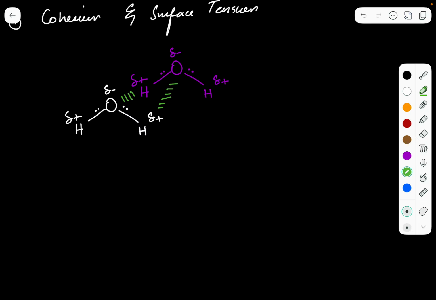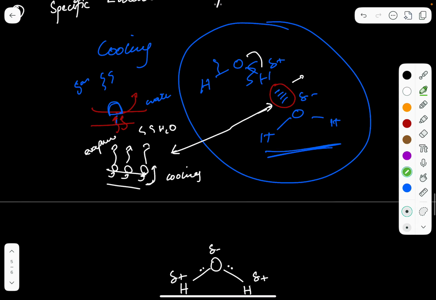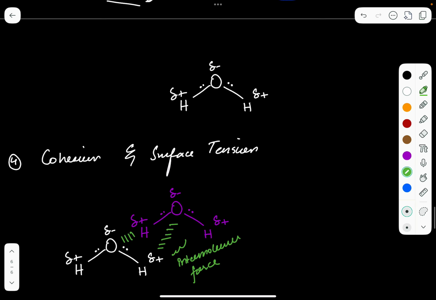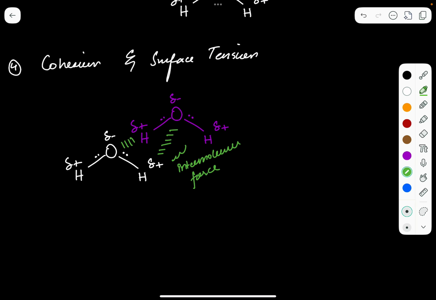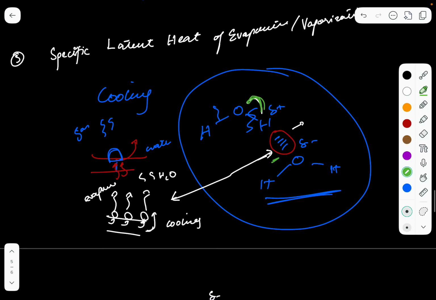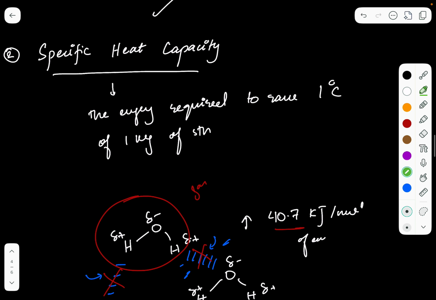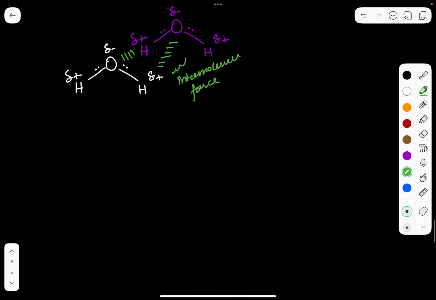So these intermolecular forces, they're weak, right? Because I explained earlier that you don't need that much energy to break these ones down. You need a lot of energy to break this bond, but not that much energy to break this bond. And these weak intermolecular forces, they're very important because they give a lot of properties to water. One of which we've already discussed, latent heat of vaporization. And we've also discussed specific heat capacity of water, right? So these are important properties.